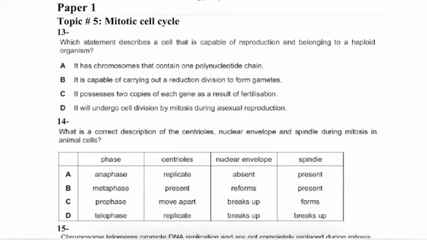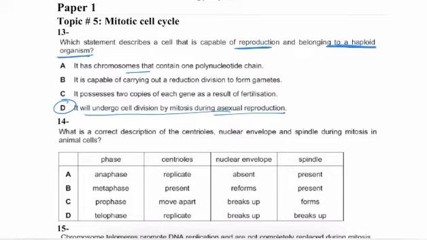Which statement describes a cell that is capable of reproduction and belonging to a haploid organism? The organism is haploid, has cells which have only a single set of chromosomes and is capable of reproduction. So know that the reproduction will only occur by mitosis, and that is asexual reproduction. It will undergo cell division by mitosis during asexual reproduction. So answer is D. Let's rule out the other options.